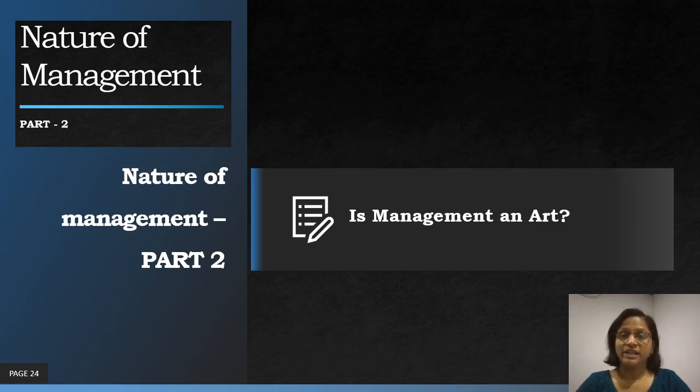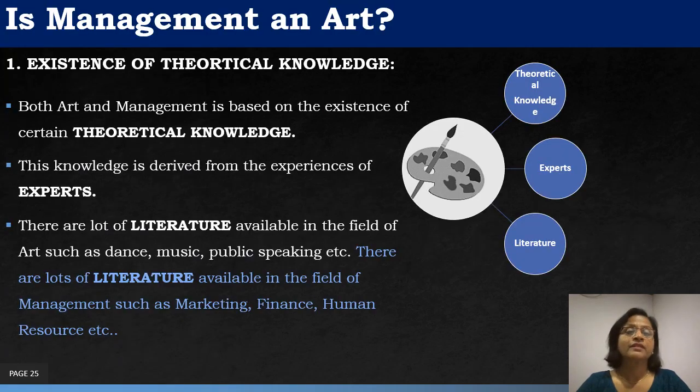Is management an art? Existence of theoretical knowledge. Both art and management are based on the existence of certain theoretical knowledge. This knowledge is derived from the experience of the experts. There is a lot of literature available in the field of art, such as dance, music, public speaking, etc. And there is a lot of literature available in the field of management also, such as marketing, finance, human resource, etc.